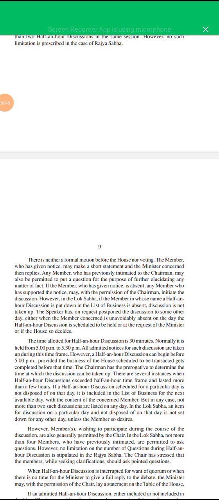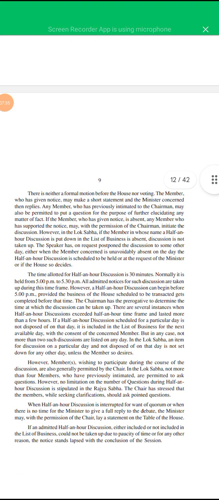There are several instances when half an hour discussions exceeded the half an hour time frame and lasted more than a few hours. If a half an hour discussion scheduled for a particular day is not disposed of on that day, it is included in the list of business for the next available day with the consent of the concerned member. But in any case, not more than two such discussions are listed on any day. In the Lok Sabha, an item for discussion on a particular day and not disposed of on that day is not set down for any other day unless the member so desires.